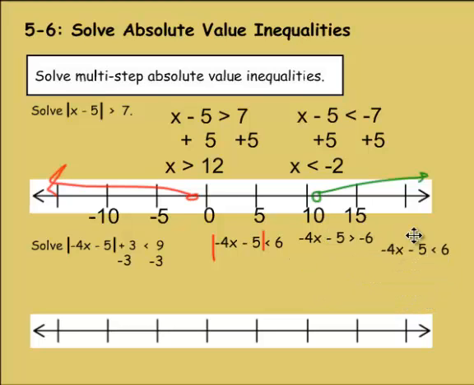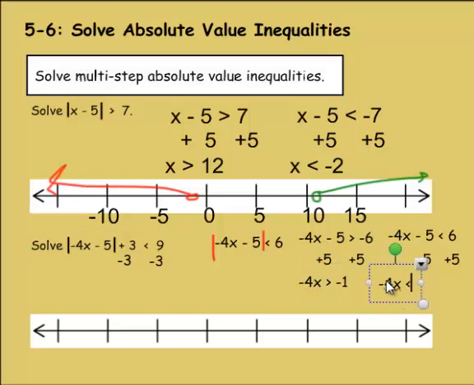Move them up here. We could add 5 to both sides. And that would give me negative 4x is greater than negative 1, and negative 4x is less than positive 11. So if you write this as a compound inequality, we would say negative 1, which is the smallest, is less than negative 4x, which is less than 11. Here's where we have to divide by negative 4, though. And remember what happens when we divide by a negative? We have to flip everything around.